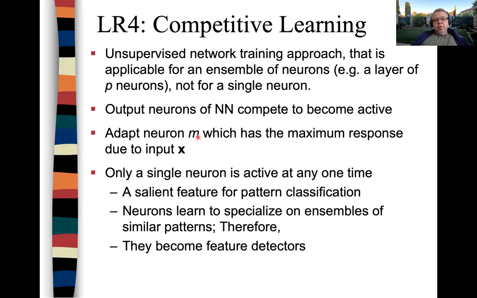And the neuron M, which has the maximum response due to input X, you basically specialize this neuron M to respond to a certain input. And it competes with the other neurons to be the winner, to be the one which responds to this particular input. So only a single neuron is active at any one time. That's why it's called winner-take-all, a salient feature for pattern classification. Neurons learn to specialize on ensembles of similar patterns, meaning that whenever you have a pattern with certain features, in the case of competitive learning, only one neuron specializes to respond to that type of input or features.